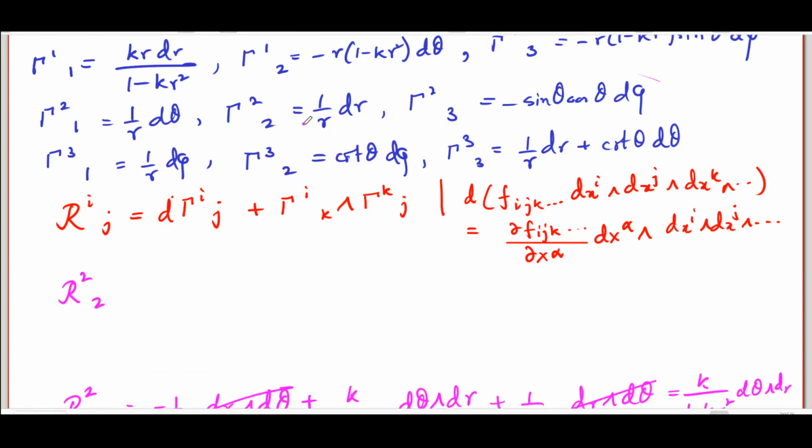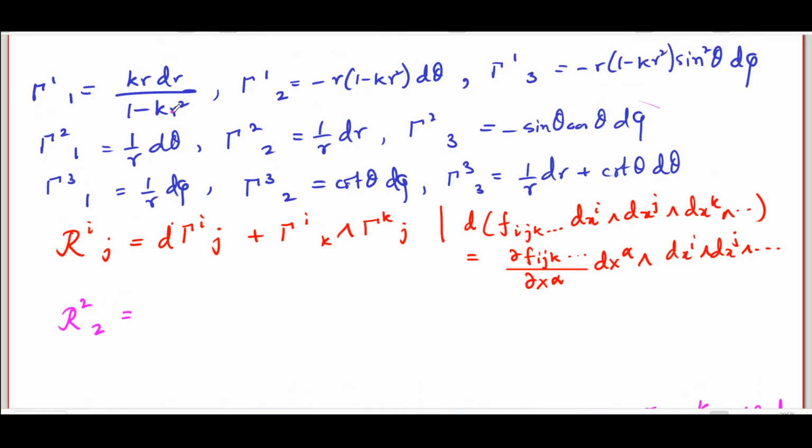d gamma 22, that's 0. Minus 1 by r square dr wedge dr, that's 0. Gamma 21 wedge gamma 12. So this is gamma 21, gamma 12, d theta wedge d theta gives you 0. Gamma 22 wedge gamma 22 is obviously 0. Gamma 23 wedge gamma 32. This is gamma 23 with a d phi, gamma 32 with a d phi. Everything goes away. So curly R22 is simply 0. So we don't have to bother about this one.